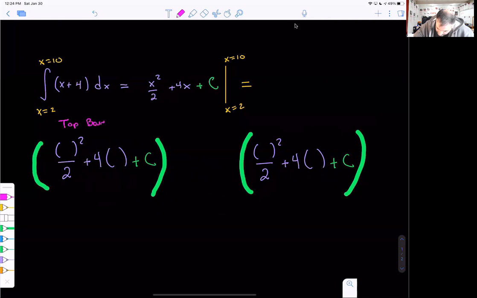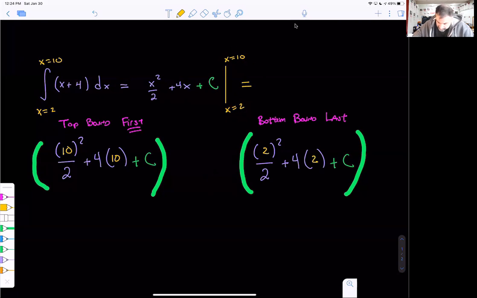The top bound always comes first, every single time, no exception. The top bound comes first. Obviously, the bottom bound will always come last. Okay, so what we want to do is we want to evaluate this thing. We're going to take it from 10 as our top bound. So we're going to substitute 10 into those two somethings. And now 2 is our bottom bound. So we're substituting 2 into these.